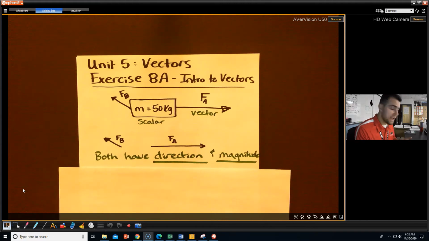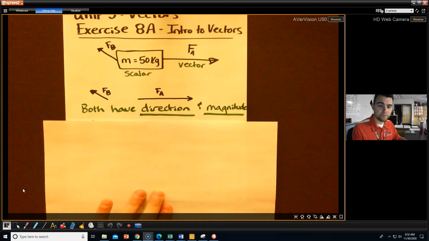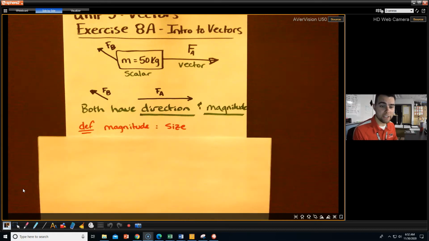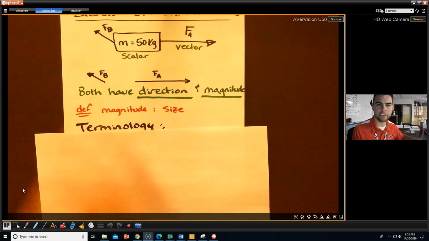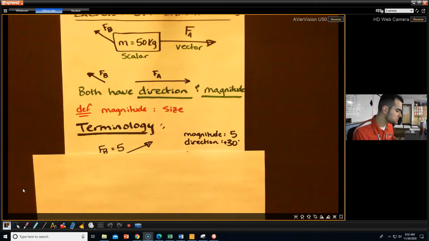Now, both of them have some kind of direction, and both of them have some kind of magnitude. Magnitude is just a fancy way of saying size or length. It's just how long something is or how big something is. With vectors, there's a lot of terminology that we have to establish first before we start working with them.